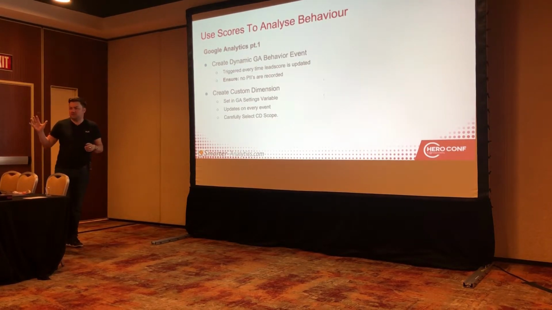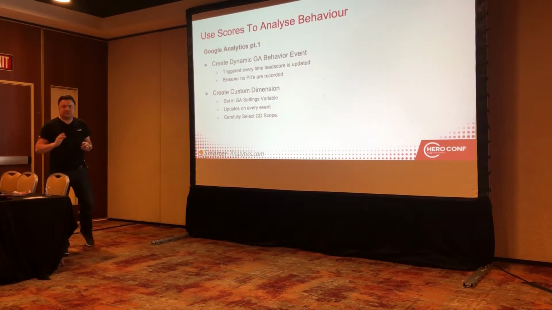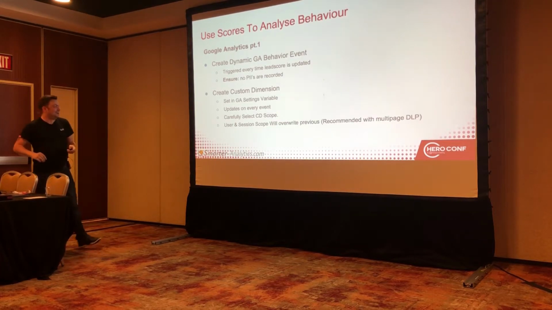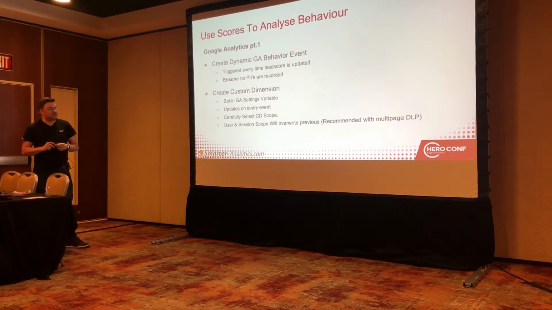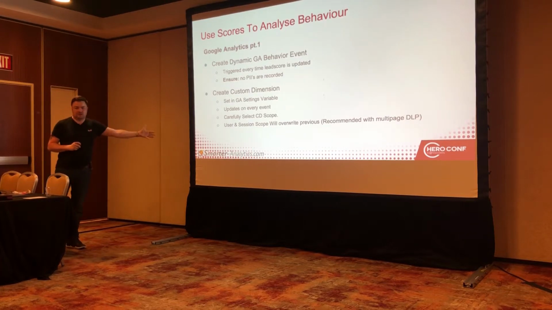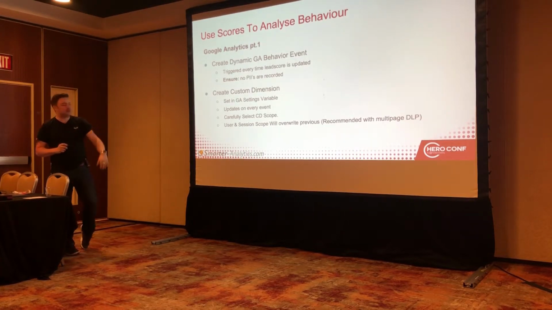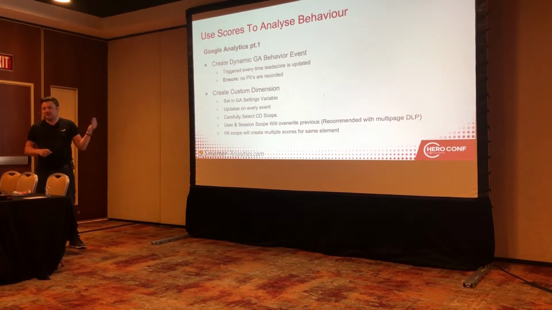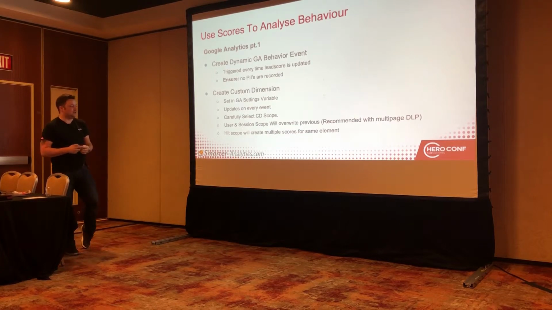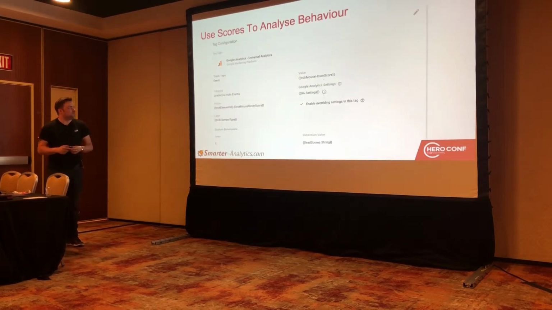Everyone's familiar with custom dimensions in GA? Yeah, prerequisite, you know how to use GA. The user and session scopes will overwrite previous ones, recommended with multi-page DLPs, but I like to use the session scope because we can say on that session they were doing it this way, on that session they were doing it that way. Hit scope will create multiple scores for the same event, so you might go A1 6, A1 7, A1 1, and that's not really that useful for us, so avoid the hit scope version.